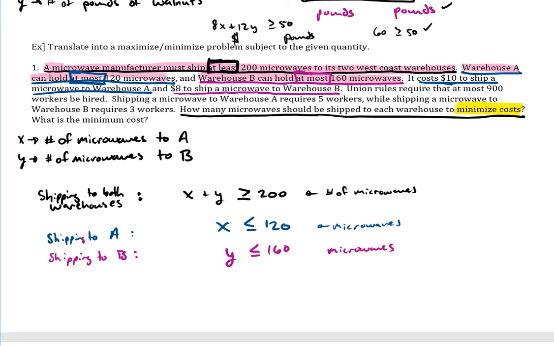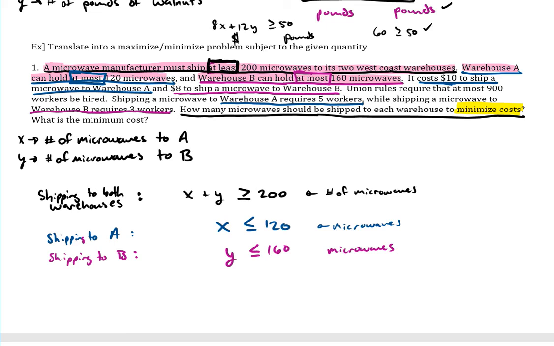Okay, so in the next statement, it says union rules require that at most 900, so it does say at most, 900 workers be hired. Shipping a microwave to warehouse A, so here's warehouse A information, requires 5 workers. While shipping a microwave to warehouse B, let's use the purple for warehouse B again, requires 3 workers. Okay, so there's some information about workers.